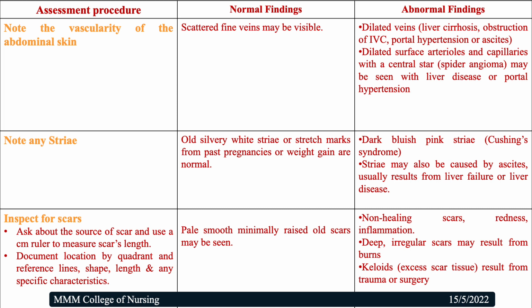The next step is to look at any striae. Normal findings are old silvery white striae or stretch marks from past pregnancies or weight gain. The abnormal findings include dark bluish pink striae, which is seen in Cushing syndrome. Striae may also be caused by ascites, which usually results from liver failure or liver disease.